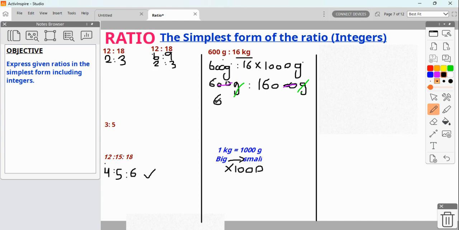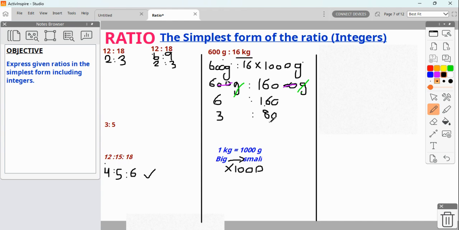What is left? 6 ratio 160. If we check 6 and 160, both are divisible by 2. So 6 divided by 2 will be 3, and 16 divided by 2 is 8, and 0 will come. It means 2 times 80 is 160. So we got 3 ratio 80.